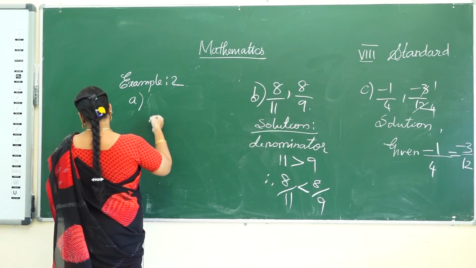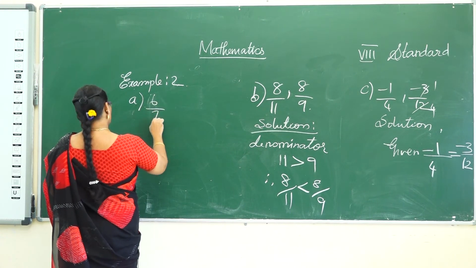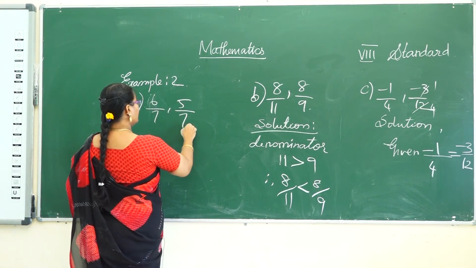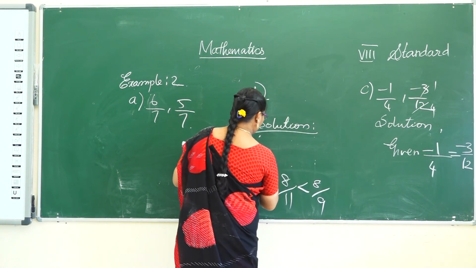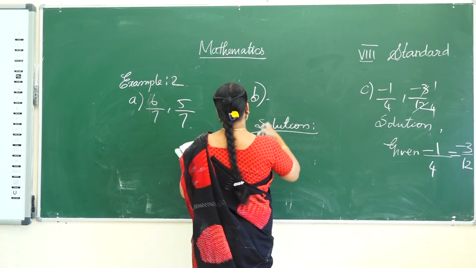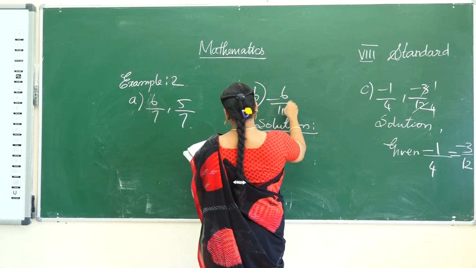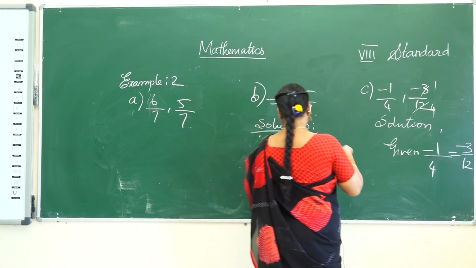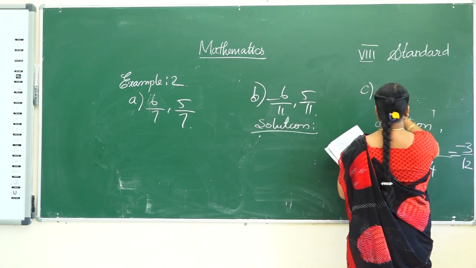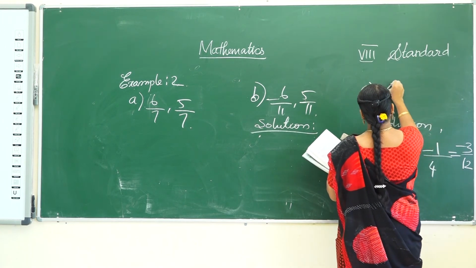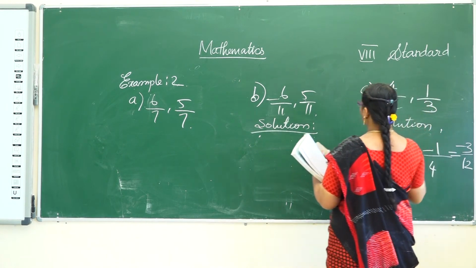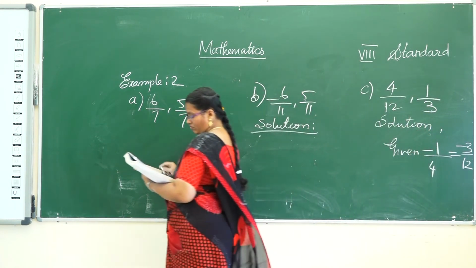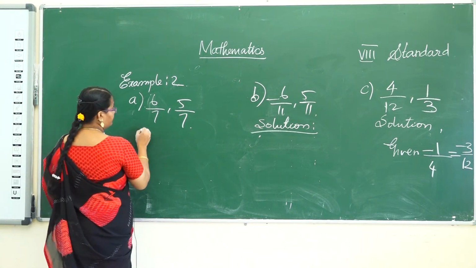Example 2. Problem A: 6 by 7, 5 by 7. B: minus 6 by 11, 5 by 11. And C: 4 by 12, 1 by 3. Okay. Compare.